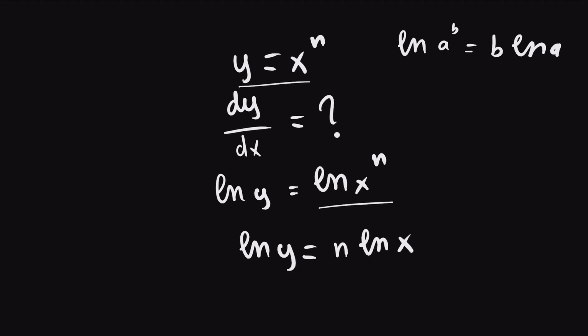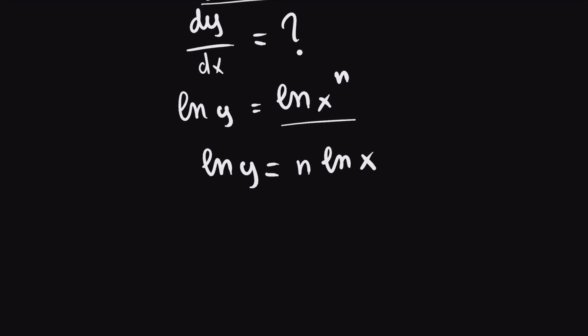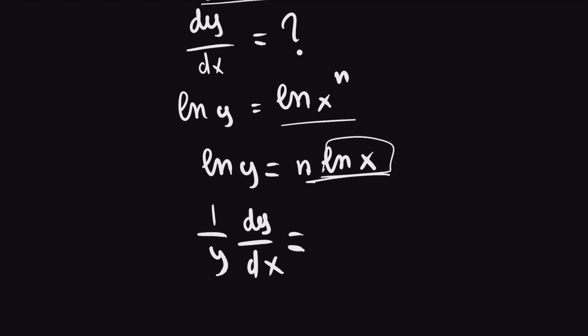Now let's go ahead and take the derivative of both sides with respect to x. If we were to take the derivative of the natural log of y with respect to x, that would be 1 over y times dy dx. Since it's with respect to x, we have to use the chain rule. And on the right hand side, we're going to use the property of the derivative of the natural log of x, which is 1 over x. So we have n, and n is a constant in this case, so we can treat that as a constant number, times 1 over x.